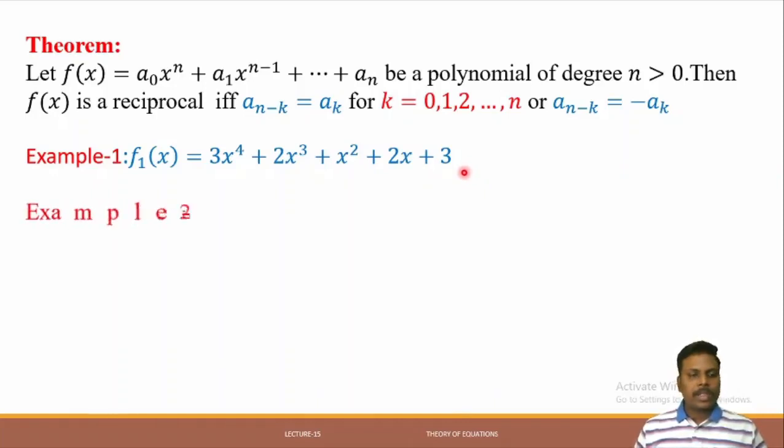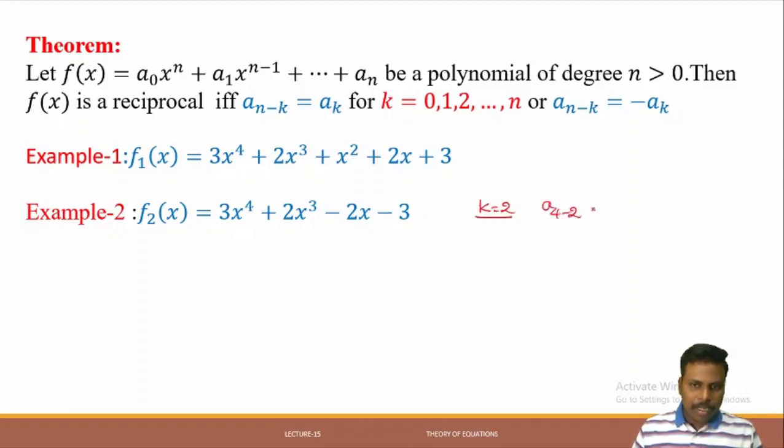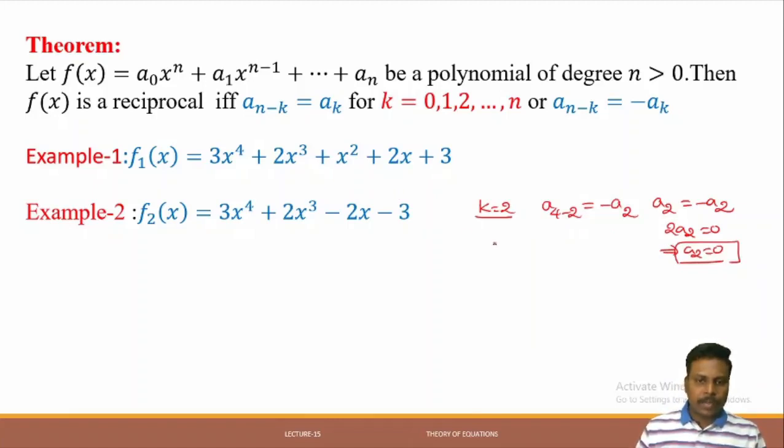Okay, let us look at the second example using the condition a n minus k is equal to minus a k. So 3 and this is minus 3, and 2, that is equal to minus 2. So this is the first and the last term. These two coefficients differ by a minus sign, and these two coefficients differ by a minus sign. And you can observe that the x square coefficient is actually 0 in this particular example. So let me discuss why exactly that is. If I take k is equal to 2, so a 4 minus 2 is equal to a 2 actually. So a 4 minus 2 is what? A 2, that is equal to minus a 2. That means 2 a 2 must be equal to 0, which implies a 2 is equal to 0. So that's why the x square coefficient is 0.